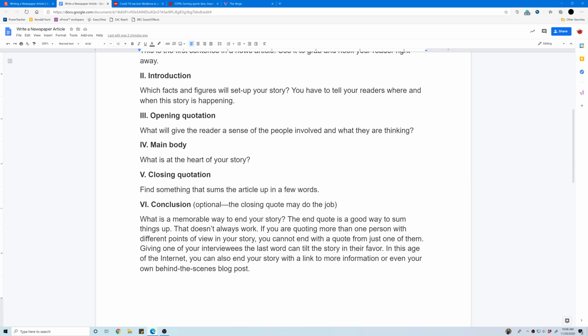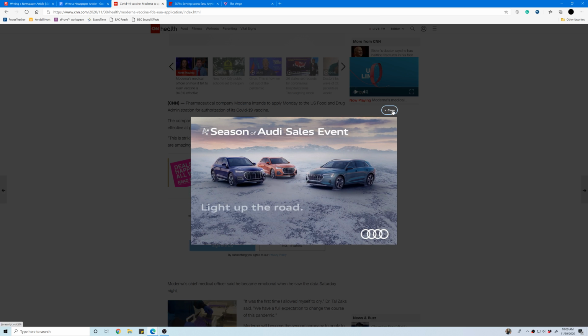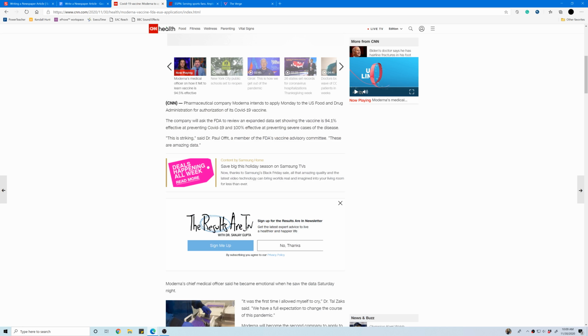Maybe sometime after that, and you don't have to do all these steps. These are just the kinds of things that you might want to include. Maybe you have some sort of quote. This isn't always the case, but you can see it here in the CNN article. They have a quote pretty early. So let's read the first part.